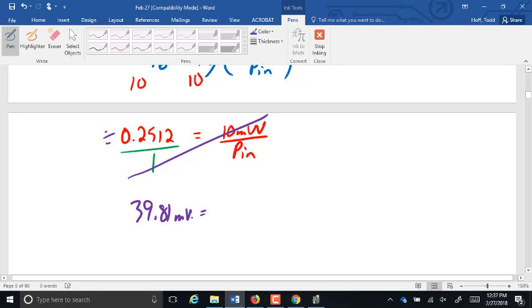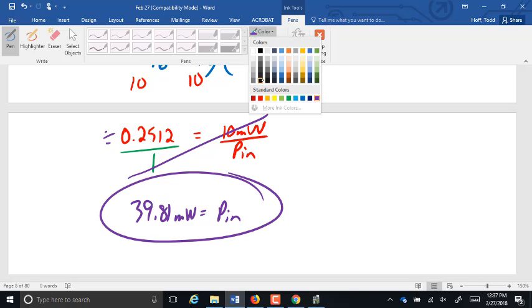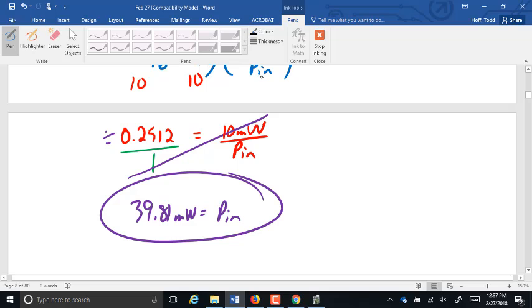That's going to have to be milliwatts as my input power. What do you guys think? Good stuff. I'm going to have you guys try a couple in your notes real quick.